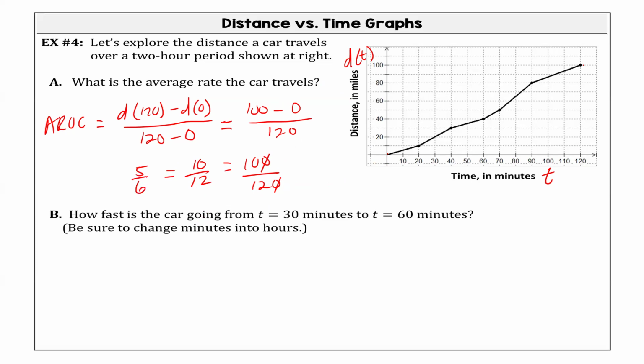And this is, again, now you put in your units. What does your numerator represent? And that's measured in miles. What does your denominator represent? The time, and that's measured in minutes. So this is my miles per minute. So I'm driving 5/6 of a mile every minute. Not a full mile, 5/6 of a mile.